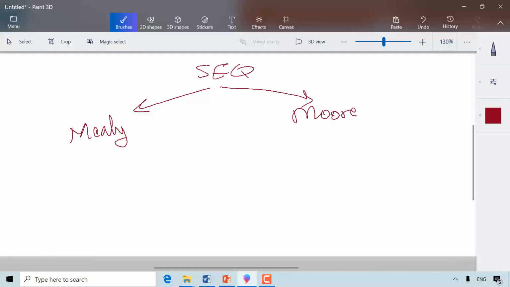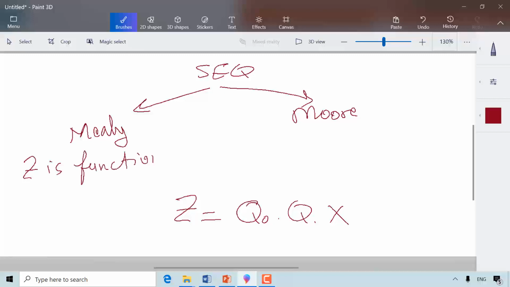Very simple. If your output, in my case the output was Z, and we say that Z equals what? Z is a function of Q0, Q1, and X. If the output Z is a function of the input, then it is a Mealy. So here is my output. Is it a function of the input? Yes. So it's a Mealy.